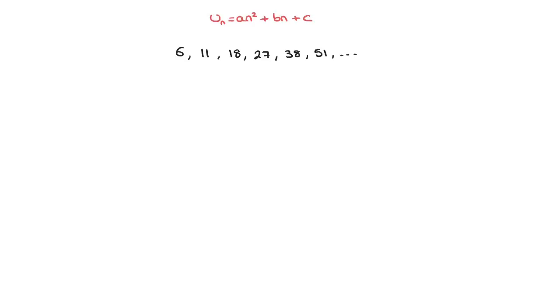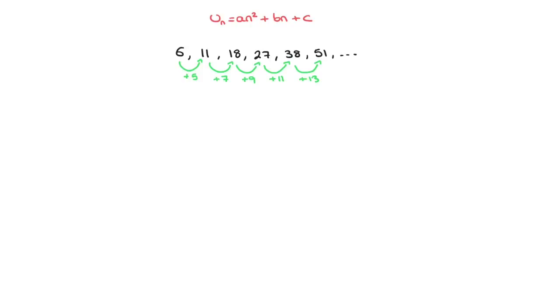Here's what I mean. From 6 to 11, we're adding 5. From 11 to 18, we're adding 7. From 18 to 27, we're adding 9. From 27 to 38, we're adding 11. And from 38 to 51, we're adding 13. What we notice right away is that these differences are never the same. They're always changing. And when that happens, it's worth looking into what we call the second differences.